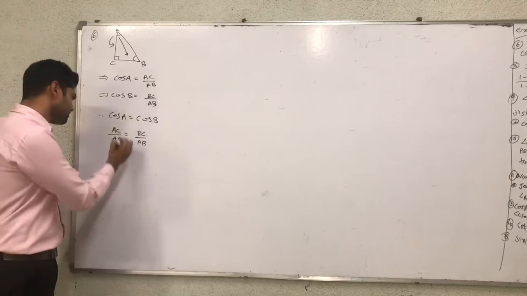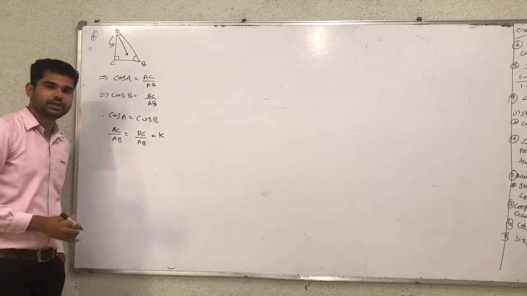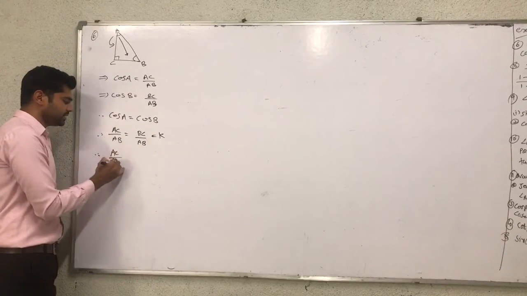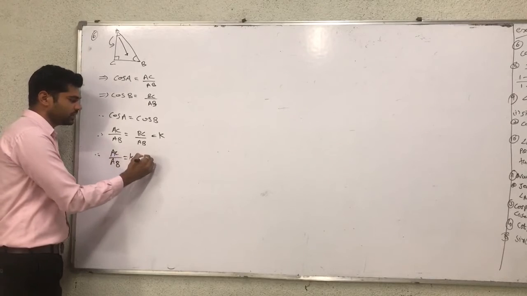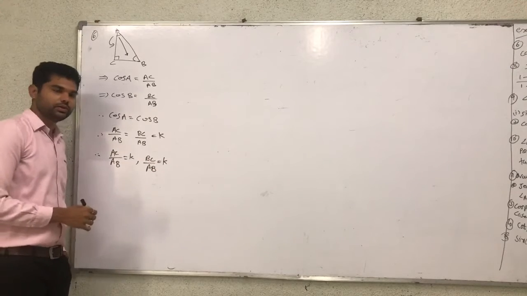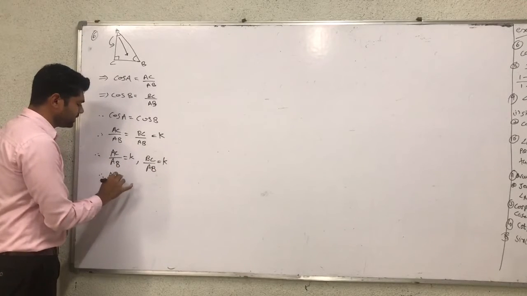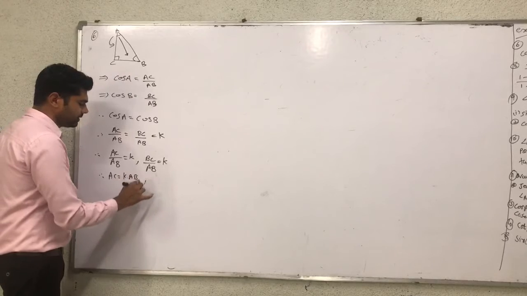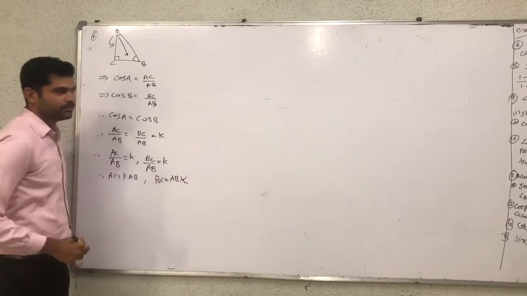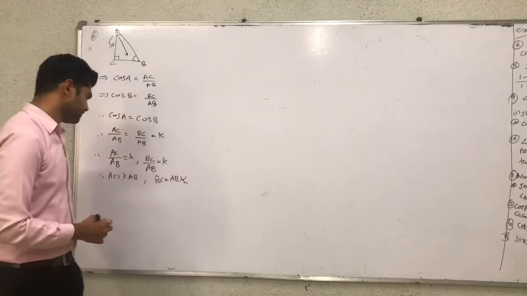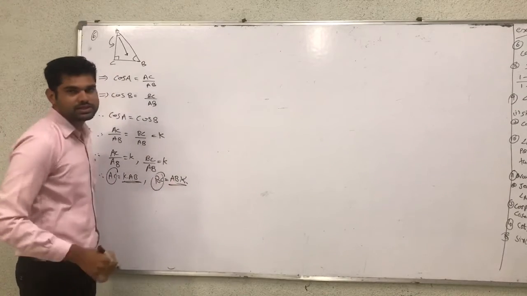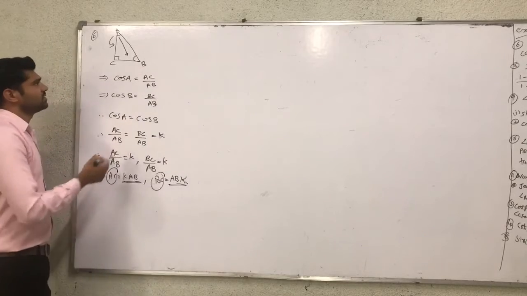Now we have to take a value of K. So AC divided by AB is equal to K, and BC divided by AB is equal to K. So the value of AC is equal to K into AB. In a similar way, the value of BC is equal to AB into K. Now AC is the same value, BC is the same value, and AB is the hypotenuse.